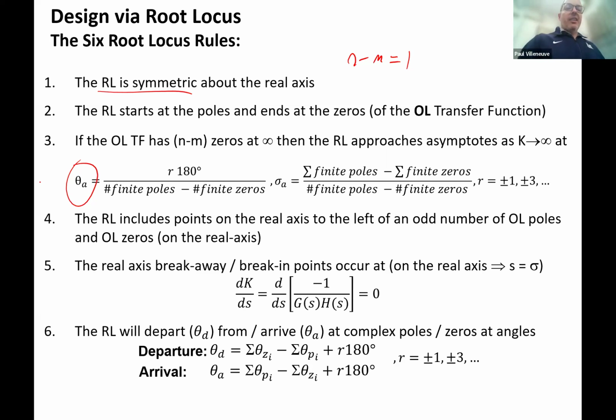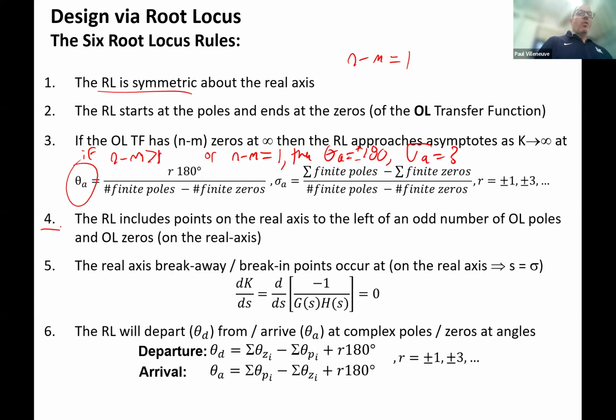So I would say this is a caveat only if n minus m is greater than 1. Do you need to calculate this? If n minus m equals 1, oops, I said 1 and I wrote 0, then the angle is plus or minus 180. And who cares what sigma sub A is, right? Because you don't leave the real axis, you don't even care where the asymptotic angle is, so you don't care where those asymptotes leave.